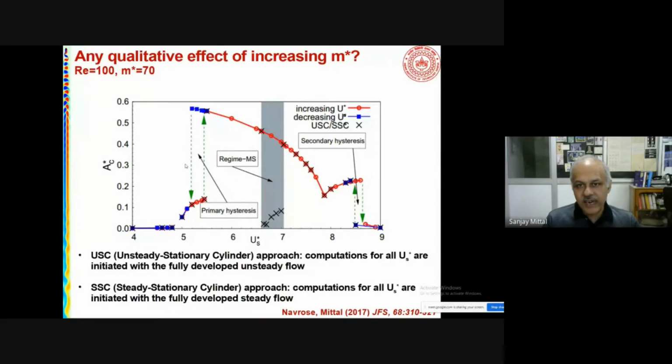So if you had a larger M star, it turns out the response of the system is very interesting. You get desynchronization, you get initial branch, then this is called the lower branch where you have high amplitude. In principle, you could get another, this initial branch, and then followed by another low amplitude branch, and then of course the desynchronization. So very, very interesting.